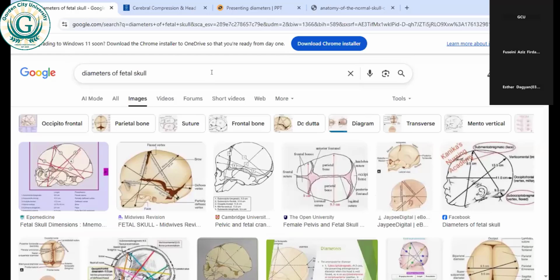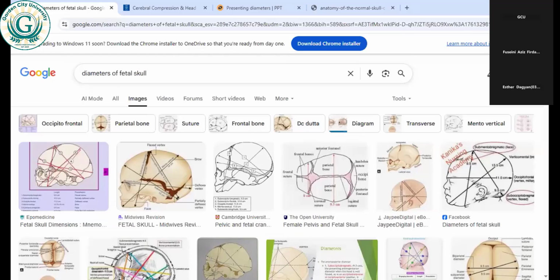So the submentobregmatic and then the bitemporal. So the submentovertical diameter, which is 11.5, distends the vaginal orifice.